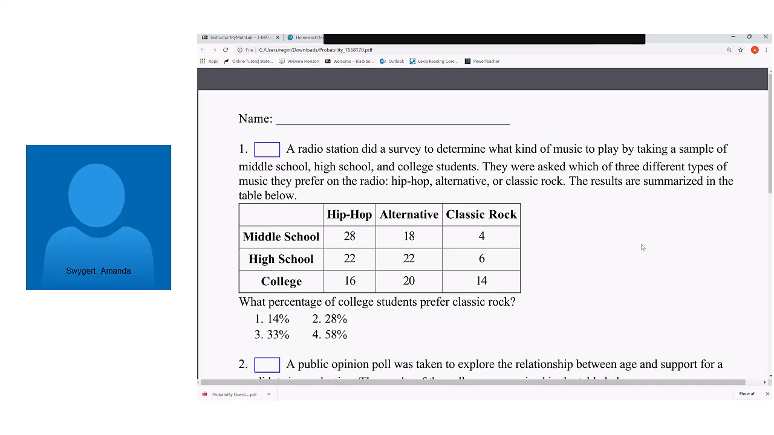All right, can everybody see the probability questions here? The first one should read, a radio station did a survey. And can somebody just say yes so I don't have to switch again?